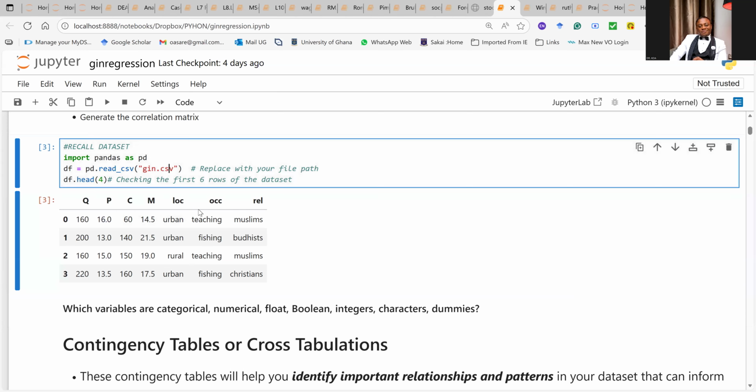So I'm going to rerun this. It should show the entire data set. There you go. Now it shows the entire data set. And now I have a few questions quickly. First question, which variables are categorical? I think you know that, we answered that. Which ones are numerical? You know that, we answered that. Which ones are float?